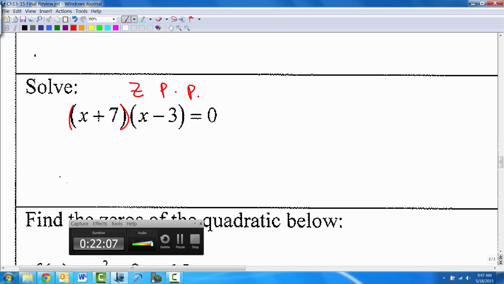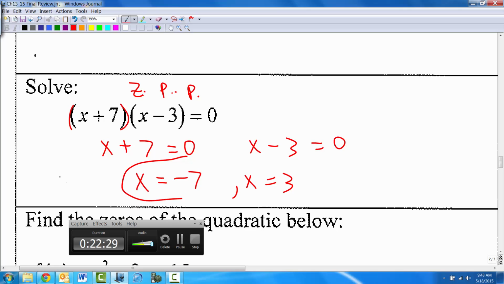So again, quadratics, we did a whole bunch of different things. And when you solve by factoring, you get these factors set equal to 0. That's why it's called the zero product property. If this times this equals 0, only true if this equals 0 or that equals 0. And then these are your two solutions.